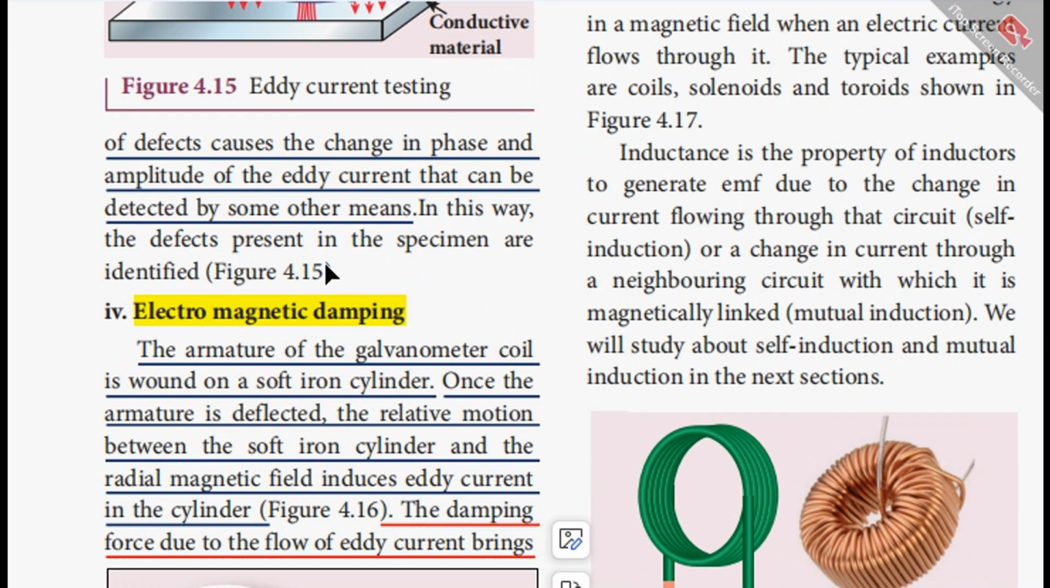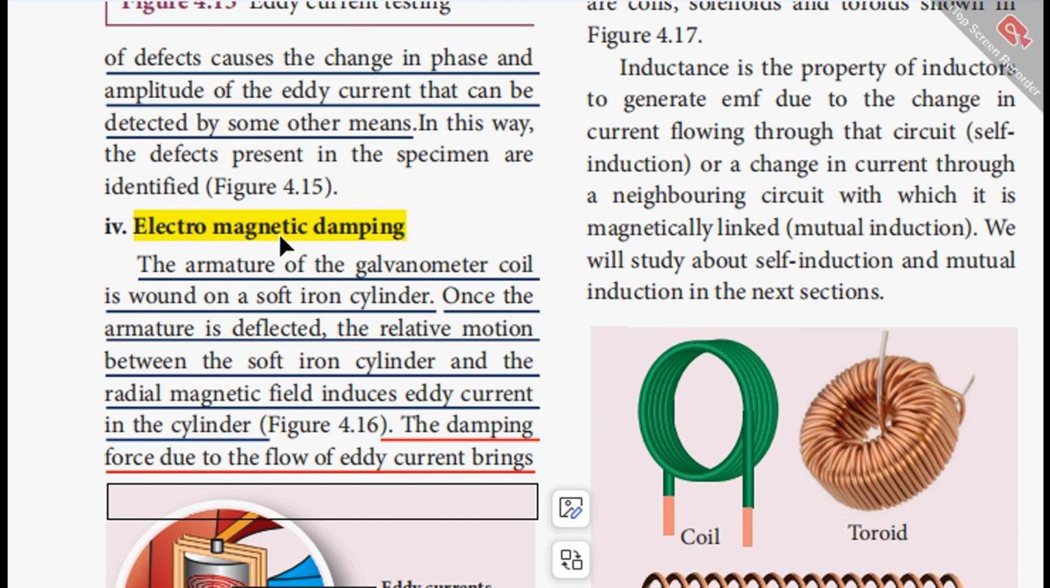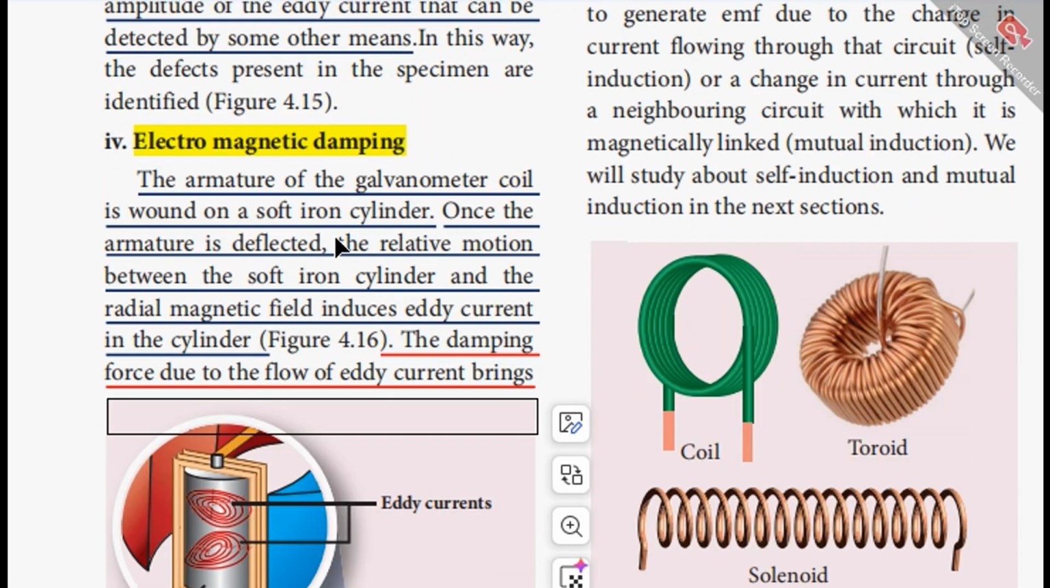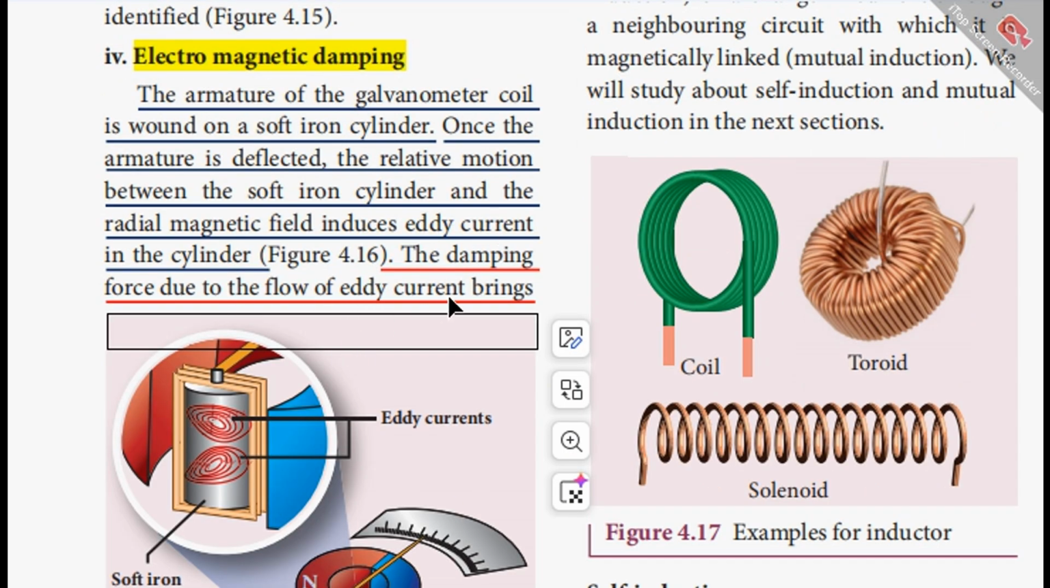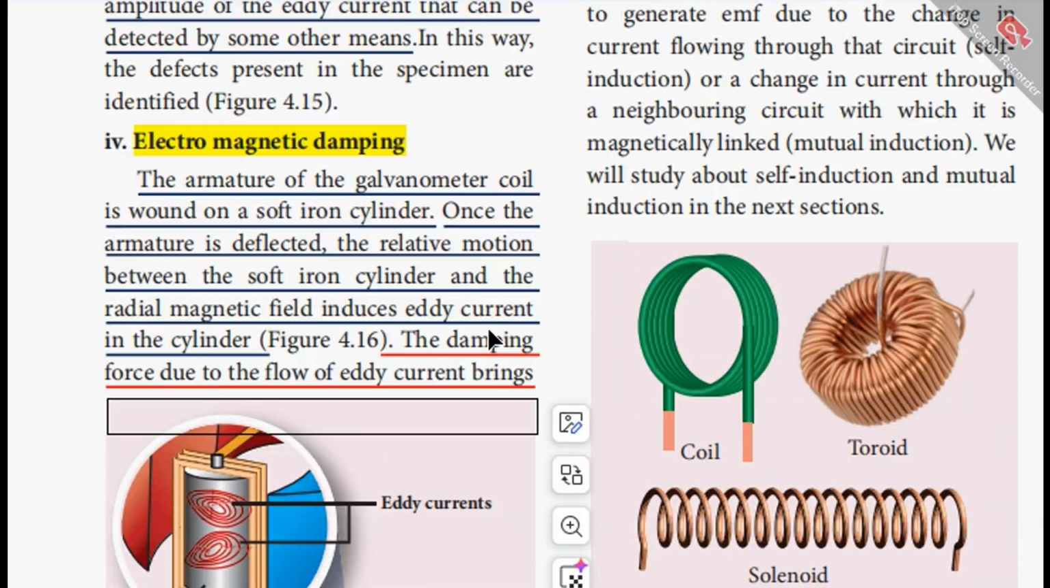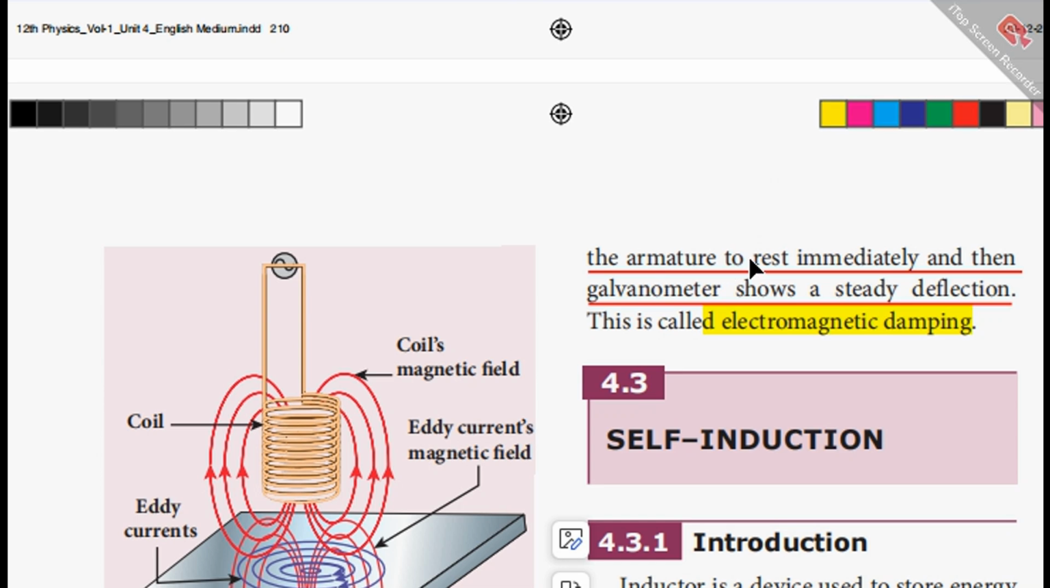Next, we are going to study electromagnetic damping. In this case, the armature of the galvanometer coil is wound on a soft iron cylinder like this. Once the armature is deflected, the relative motion between the soft iron cylinder and the radial magnetic field induces eddy current in the cylinder. The damping force due to the flow of eddy current will bring the armature to rest immediately, and then the galvanometer shows a steady deflection. That is called electromagnetic damping.